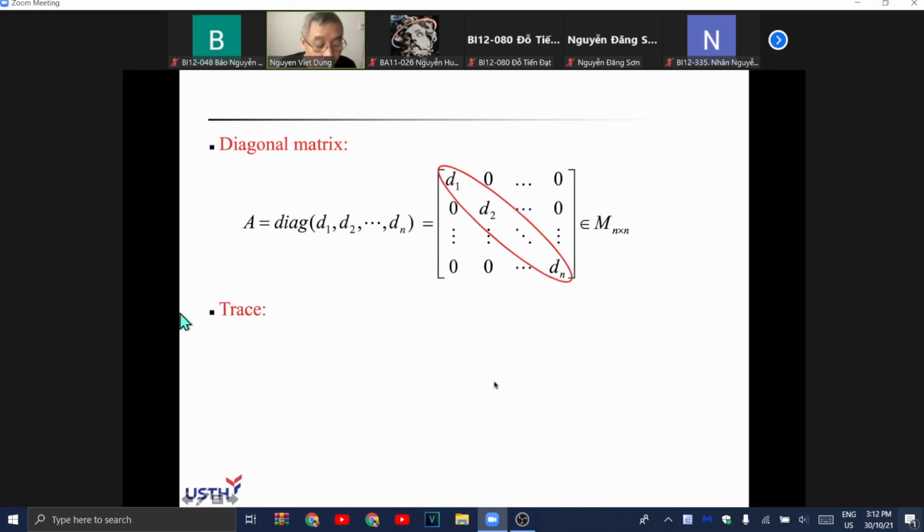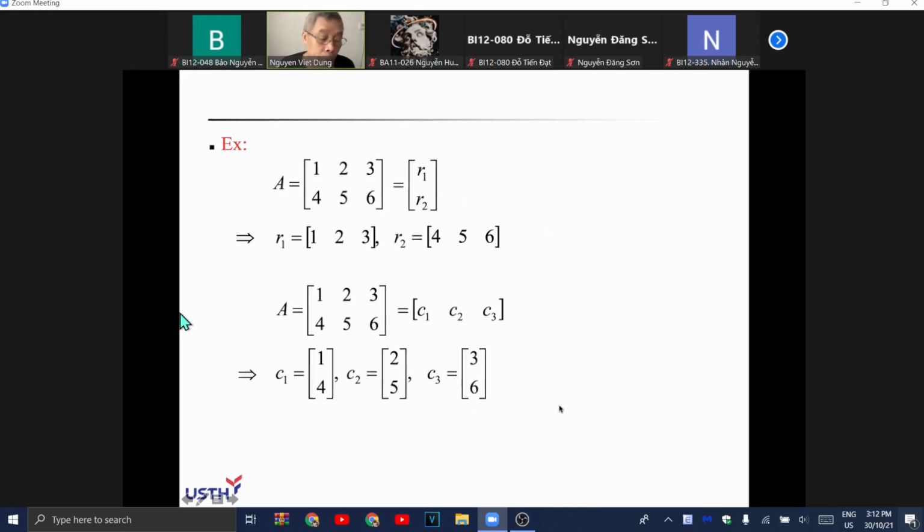And we have one more thing, that is a notion of trace. For a square matrix A like that, the trace of A equals A11 plus A22 plus ... plus Ann. That is something about the matrix. And here is an example. For A to be that, we have two rows, the first one is R1 here, R2 is here, and three columns, C1, C2, C3 is here.